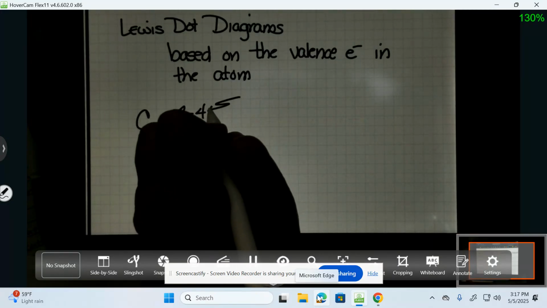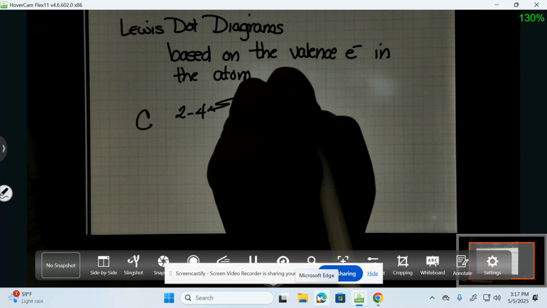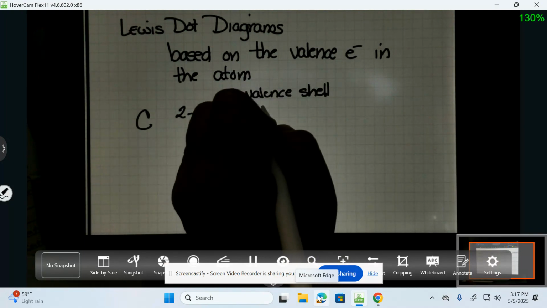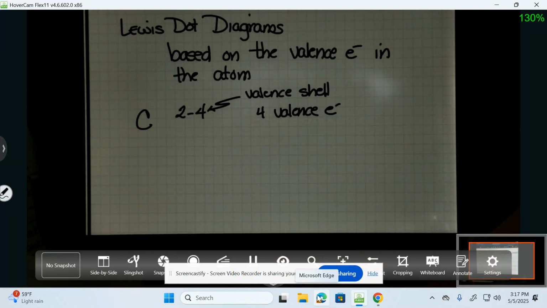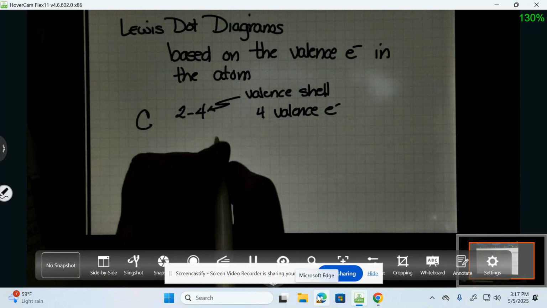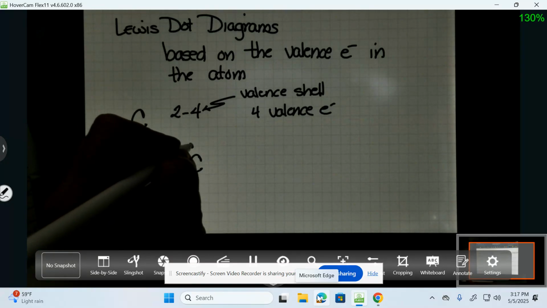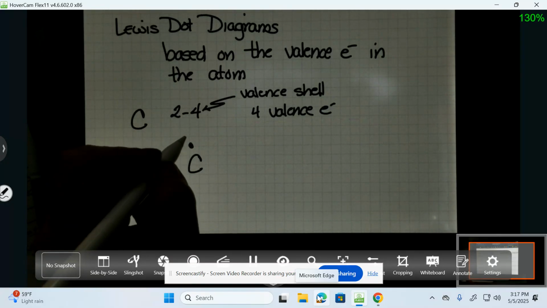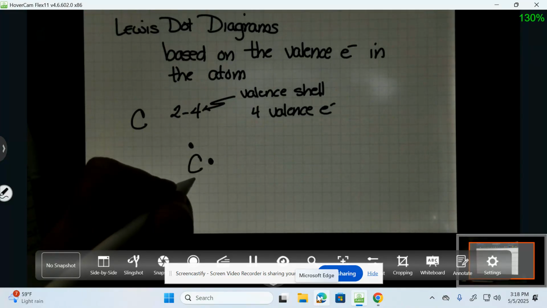That outermost ring is the valence shell. That means it has 4 valence electrons. If it has 4 valence electrons and I draw the Lewis dot diagram for carbon, then it's going to get 4 dots around it. When you draw the dots, I want you to draw them in this order: 12 o'clock, 3 o'clock, 6 o'clock, 9 o'clock.